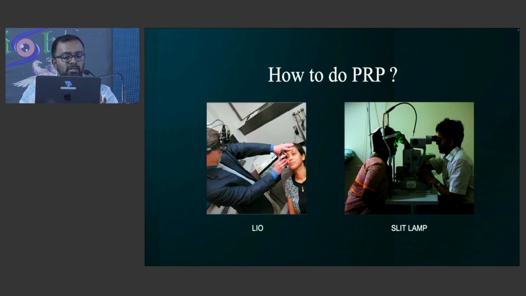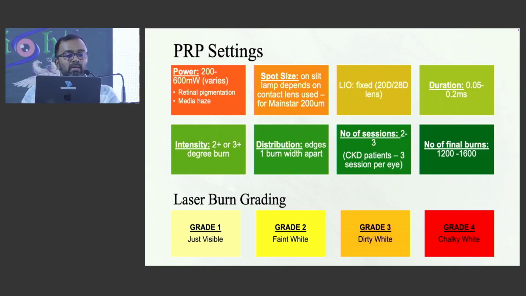Now, traditionally PRP is basically given either through a slit lamp delivery system or even through an LIO. And the various power settings can vary. Power can vary from 200 to 600 milliwatts depending upon the retinal pigmentation. If your pigmentation is heavier, it requires lesser power, whereas a lightly pigmented fundus will require more power to get the burn. Other factors include media haze, where the patient has cataract or vitreous hemorrhage. It requires more power to get your desired burn.